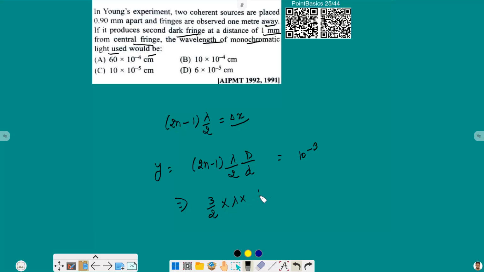Capital D is, yes, here it is 1 meter away. So capital D is 1 divided by the small d, that is 0.9 mm. So 0.9 into 10 raised to the power minus 3. Now when we solve this, we will get lambda is equal to 6 into 10 raised to the power minus 5 centimeter, and that is option D.